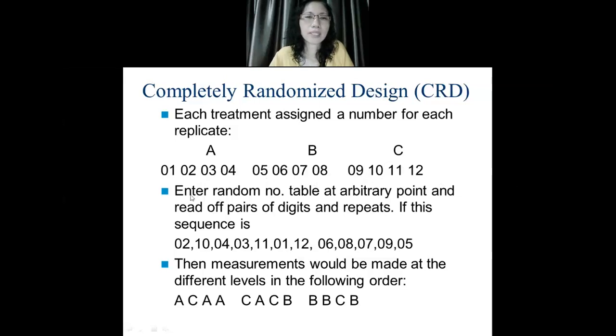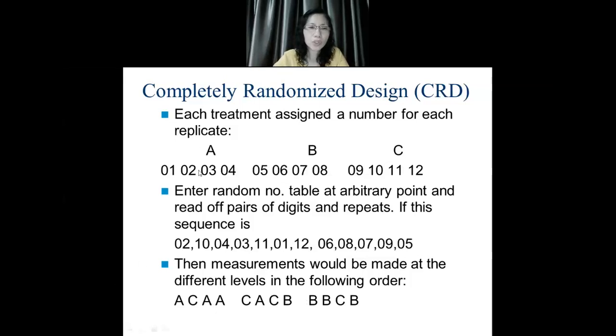Now, to randomize, you enter the random number table at any point and read off pairs of digits and repeat this way. Now, if the sequence that you read from the random number table is 0, 2, 1, 10, 4, 3, 11, 1, 12, 6, 8, 7, 9, 5, then measurements will be made at the different levels in the following order. So when you conduct your experiment, you will be doing it in this order.